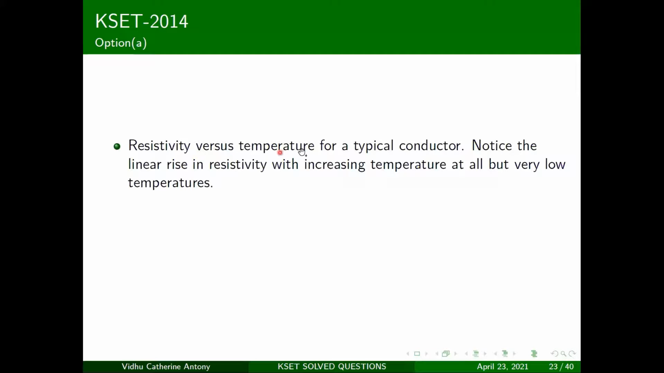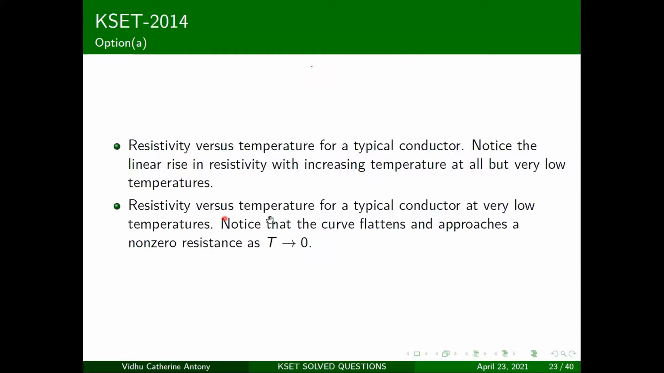So this is the resistivity versus temperature curve for your conductor. You notice the linear rise in resistivity with increasing temperature at all but very low temperatures. And the next thing you have is resistivity versus temperature for a typical conductor at very low temperatures. You notice that the curve flattens out and approaches non-zero resistance as T tends to 0.